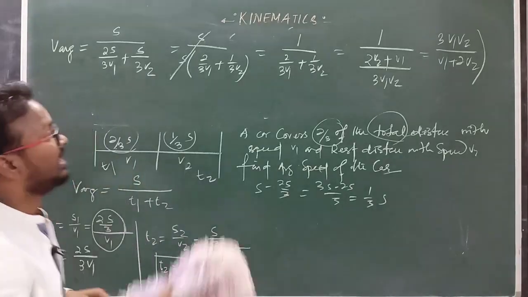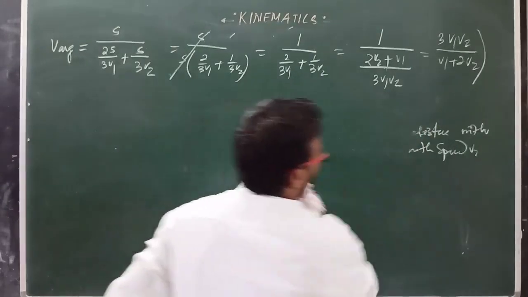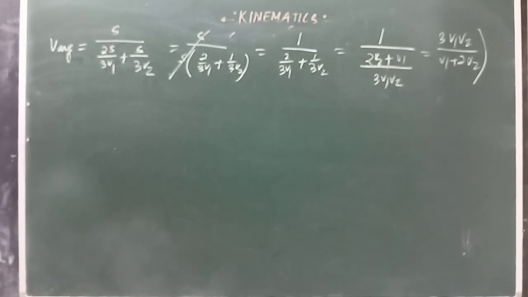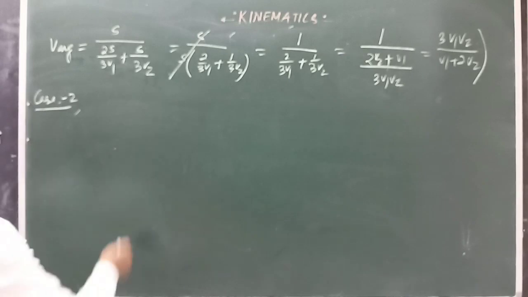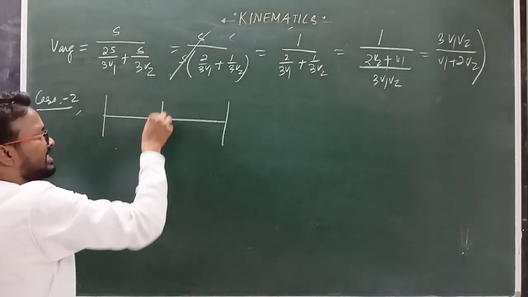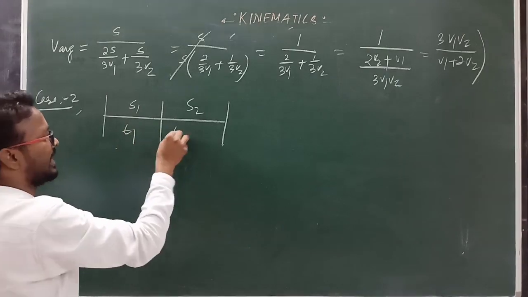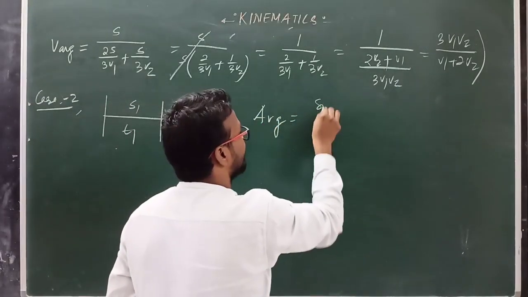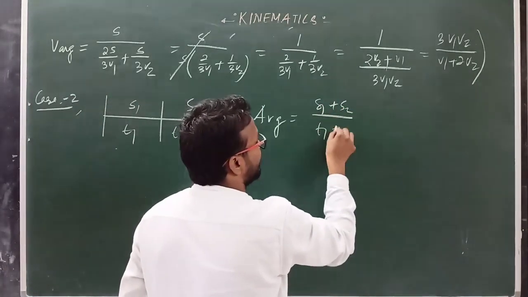Clear? So in this way, you can calculate the average speed of a car or of a body. Okay. Next, case number 2: when a particle covers unequal distances S1 and S2 with time intervals T1 and T2. In this case we can calculate the average speed as total distance S1 plus S2 divided by T1 plus T2.